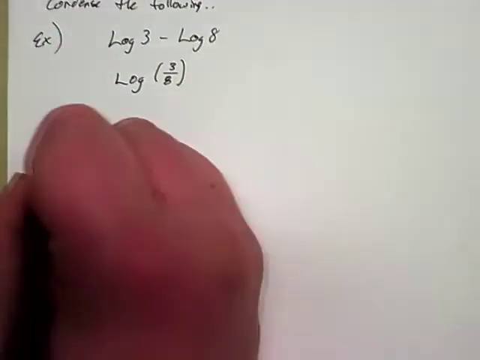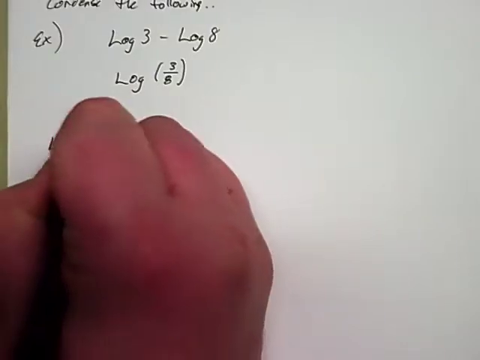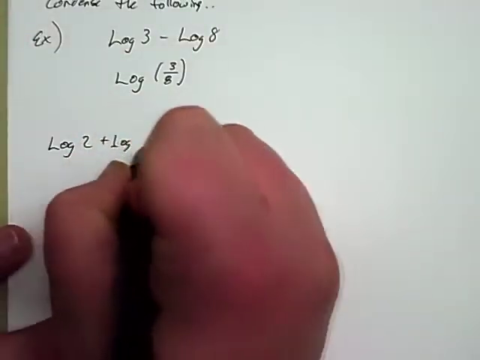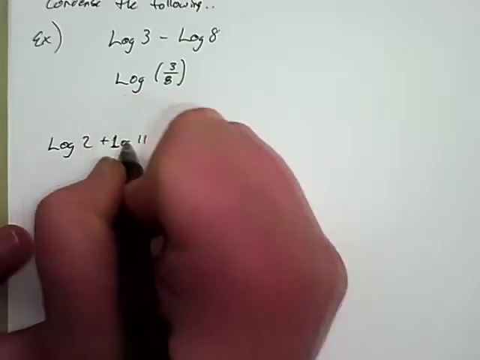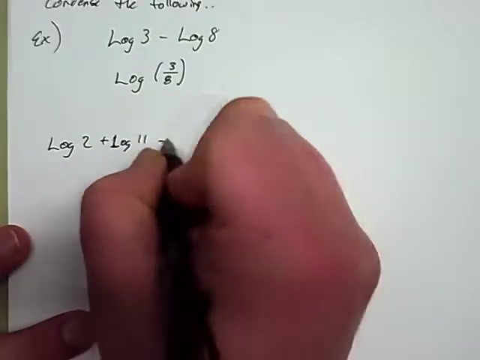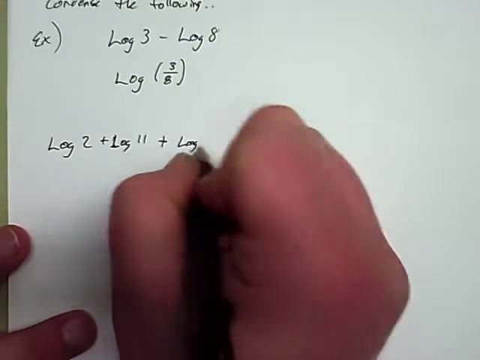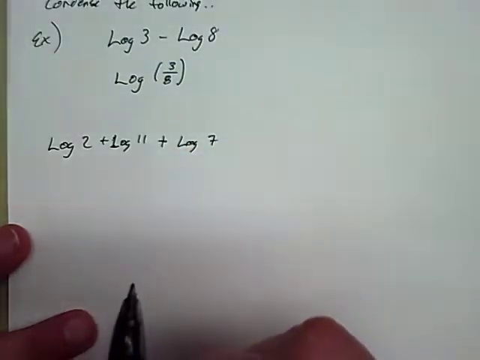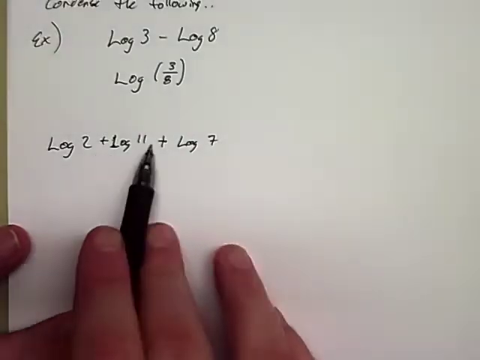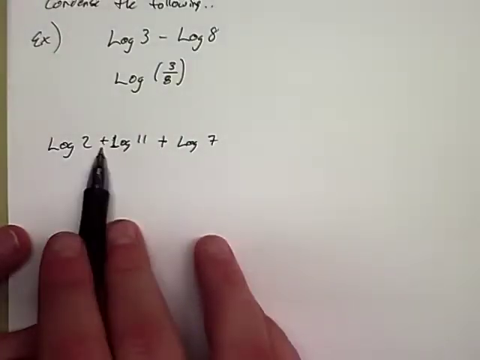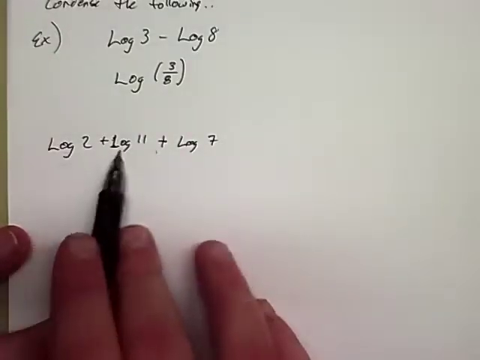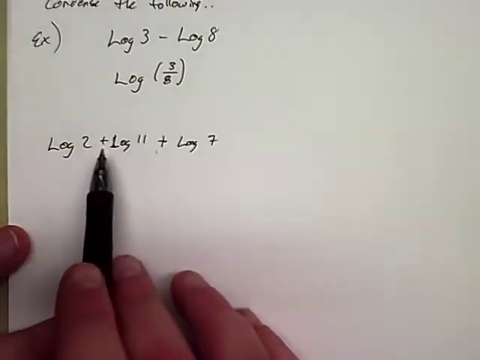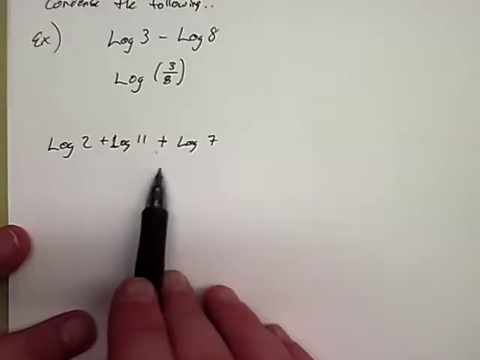All right, let's try another one. Log of 2 plus the log of 11 plus the log of 7. All right, I'm adding here. So I'm going to go one at a time just to show you what to do. But, I mean, if you're kind of with it, you understand you could do this all at once.